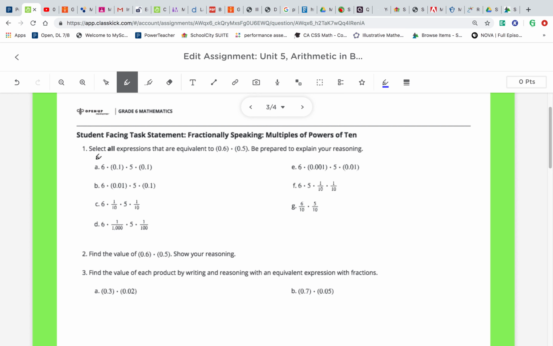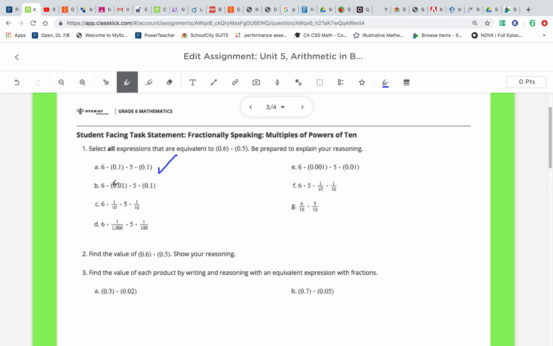If we look at A, 6 times 0.1. Well, 6 times 0.1 is going to be 0.6. 6 times 1/10 is going to be 6 tenths, which is what that has. So that part's correct. And then times, because we are multiplying right here, that's fine. 5 times 0.1, 5 times 1/10. Well, 5 times 1/10 is 5 tenths. That's what this is. So, yes, this is equivalent. Let's look at B.